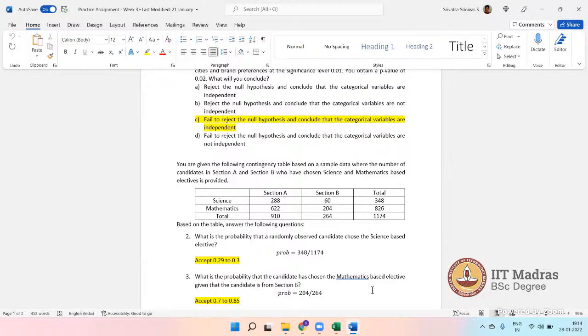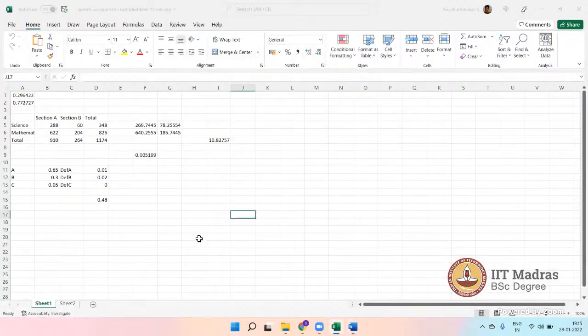Then the question asked is whether science and mathematics are independent of sections. So the null hypothesis is yes, they are independent, and the alternative hypothesis is no, they are not independent. If I now go into an Excel sheet, Shivatsa can explain how those values are computed. You basically take the row totals and column totals and solve it. We did this last time, we just reiterate now.